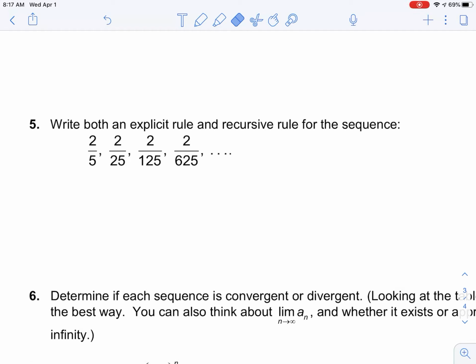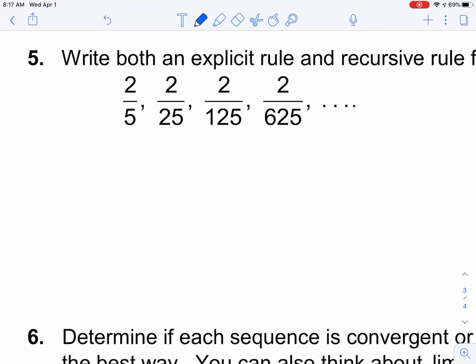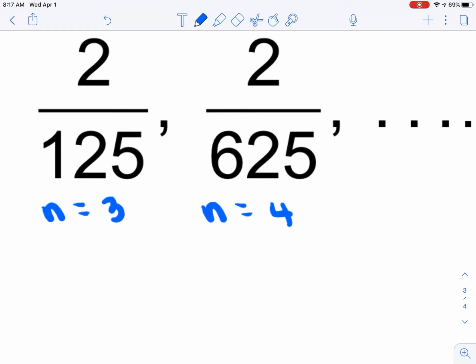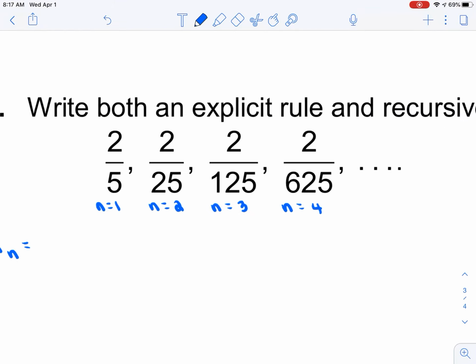In question 5, you were asked to write both an explicit rule and a recursive rule for the sequence. Let's start with an explicit rule. With explicit rules, you need to be able to sub in a number directly and get that specific term. This is your n equal to 1. This is your n equal to 2. This is your n equal to 3, n equal to 4. If I sub in a 4, I should directly get this term.